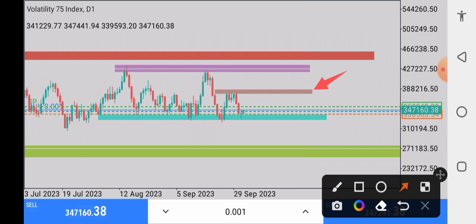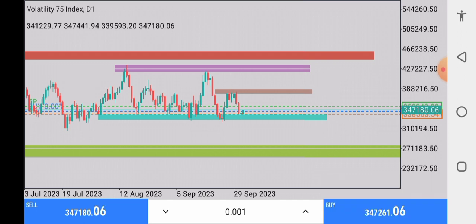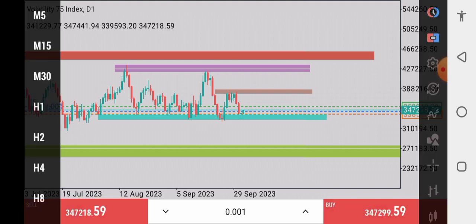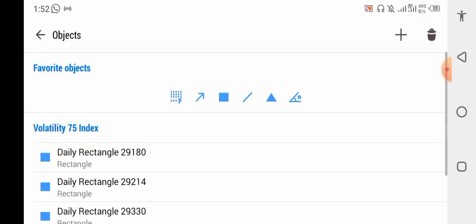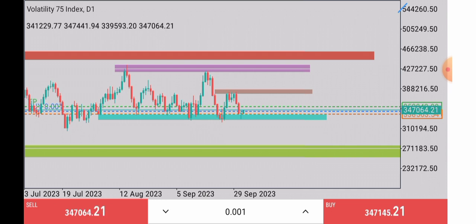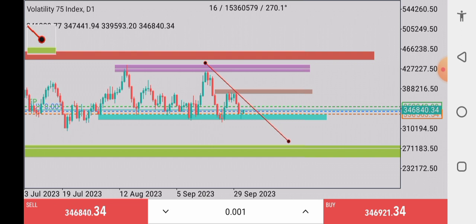And I'm also seeing this trend line here. Let me connect it. We'll actually come to trend lines and you'll know what I mean. So I've seen this nice setup here, and this is actually on the daily time frame. So let me connect this.